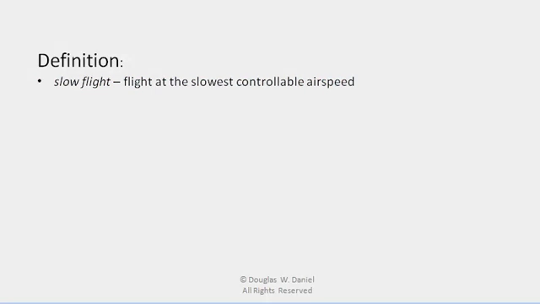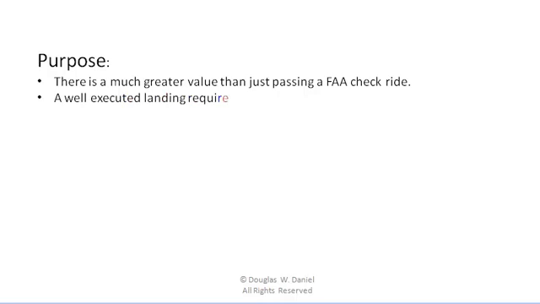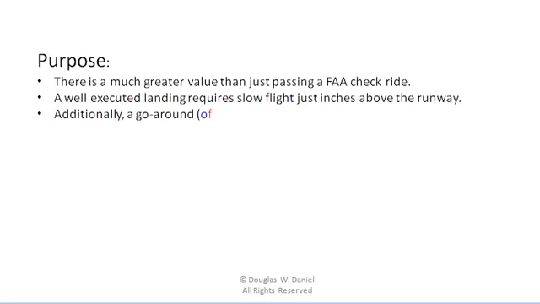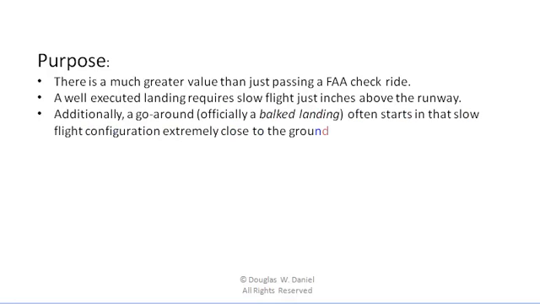The purpose: there is much greater value than just passing an FAA check ride. A well-executed landing requires slow flight just inches above the runway. Additionally, a go-around, officially called a balked landing, often starts in that slow flight configuration extremely close to the ground. It must be executed with precision.